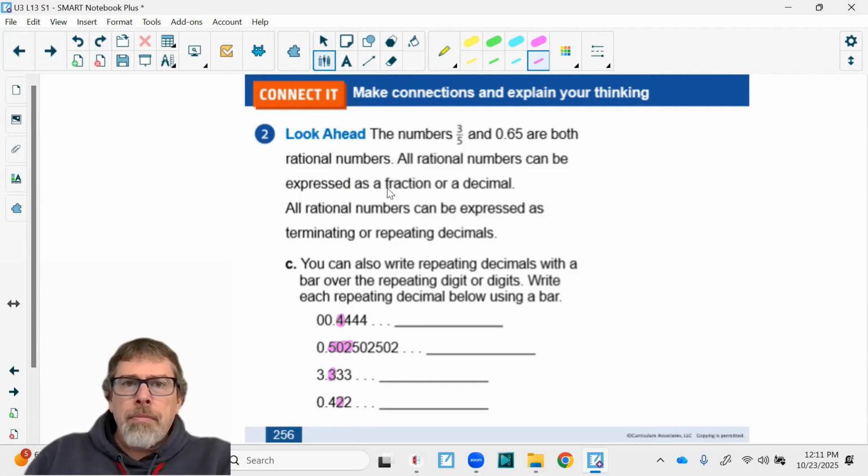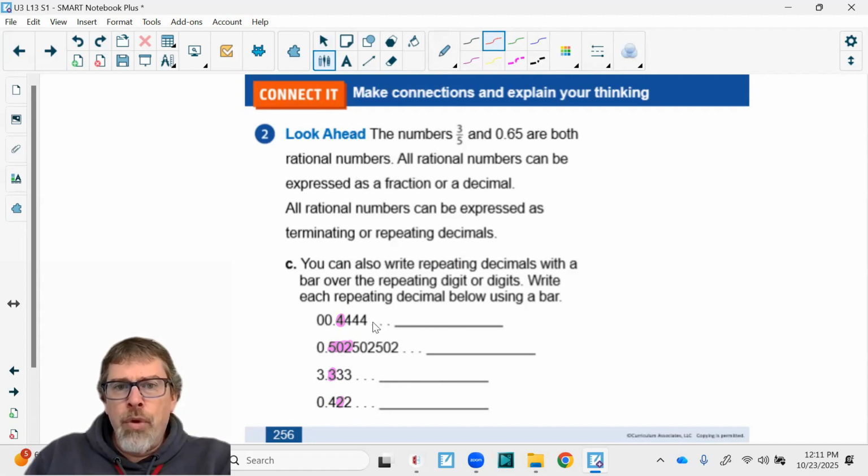Okay, so I don't like how they did the last one, and I'll explain that in a minute, but this is 4 repeating, so I would write 0, and there you don't need 2 zeros here, by the way.